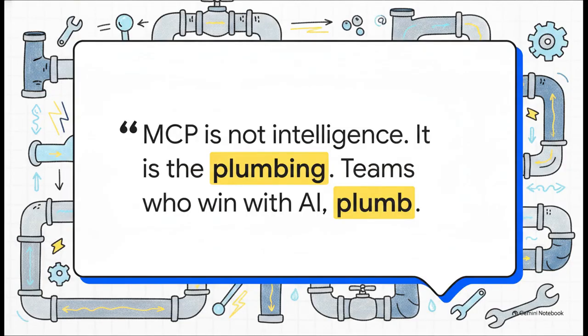I really want to leave you with this final, absolutely crucial thought. MCP is not the intelligence part. It is the plumbing part. But right now, the teams winning with AI are the ones who plumb. An AI agent is really only as useful as the real-world systems it can actually touch. By mastering this standard, you're giving your AI the keys to interact with the real world safely and effectively. So the only question left for you is, what real-world system are you going to connect to first?